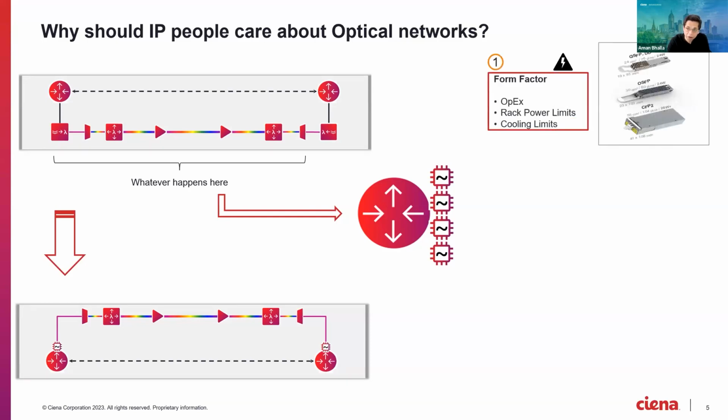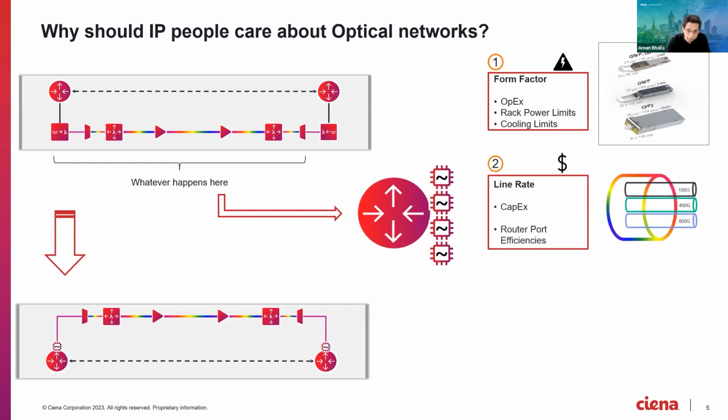There are various form factors available, and each form factor has its own pros and cons. These form factors are going to dictate your operating expenditure. And also, as you move from gray plugs to colored plugs, there is going to be an increase in your thermal limits and your cooling limits, which are your rack limits. Those are going to be important to keep in consideration as well.